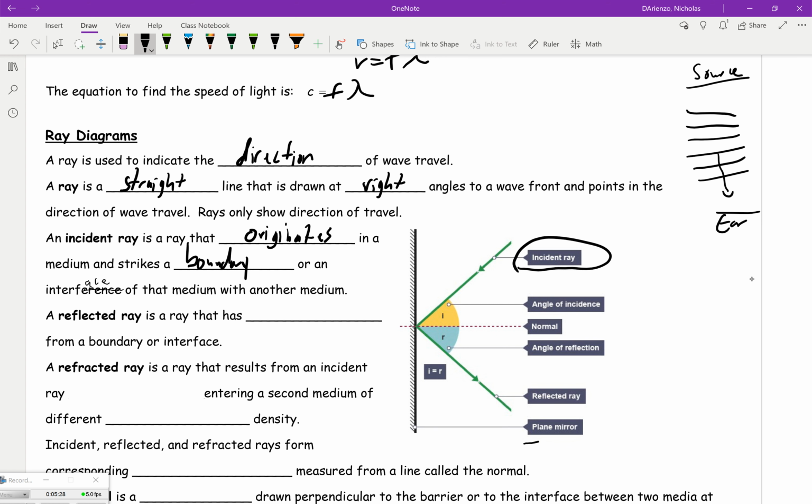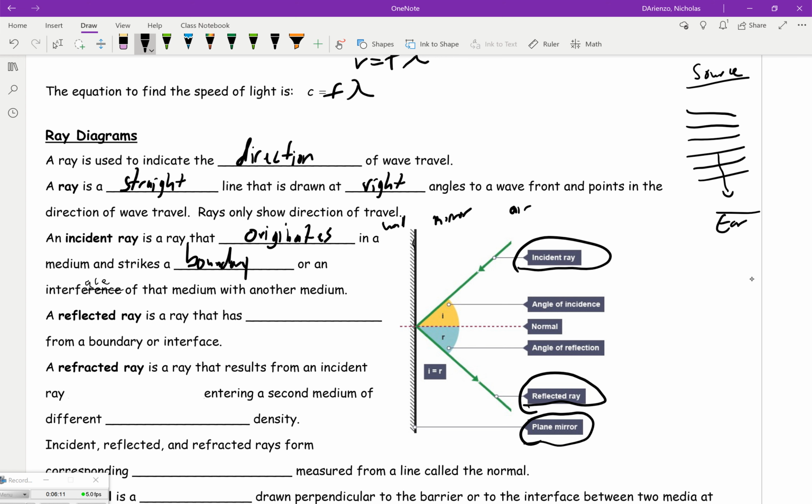So basically, this is saying down here that we have a mirror. Maybe on this side we have a mirror, and maybe that mirror is mounted to a wall. Out here we would have, let's say, air. So the interface here, where this ray is interacting, is the mirror and the air. It's originating in the air and it's striking the boundary or interface of the mirror with the air. Now the reflected ray: we see this incident ray comes here, hits the mirror, and is reflected.